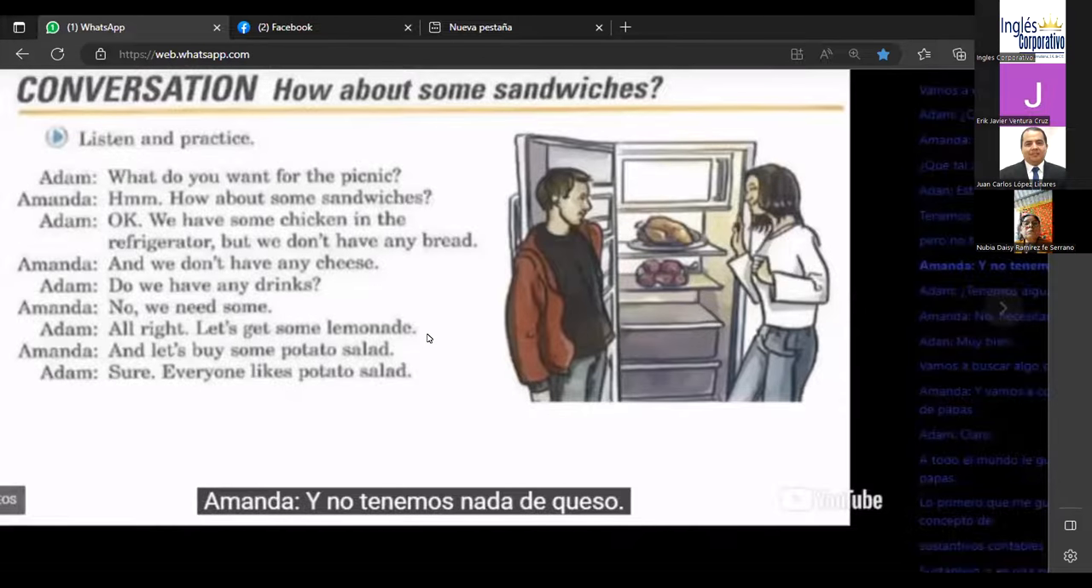What do you want for the picnic? How about some sandwiches? Okay, we have some chicken in the refrigerator, but we don't have any bread. And we don't have any cheese. Do we have any drinks? No, we need some. All right, let's get some lemonade. And let's buy some potato salad. Sure. Everyone likes potato salad?